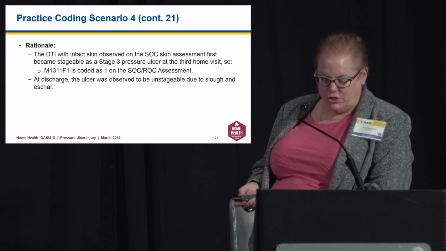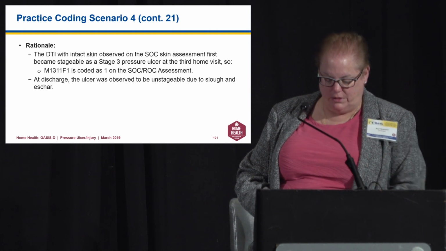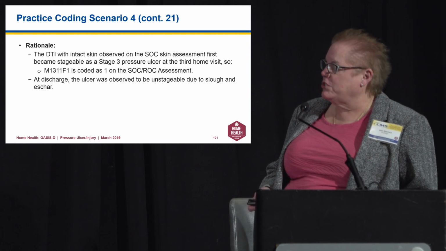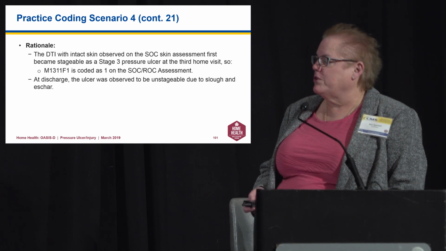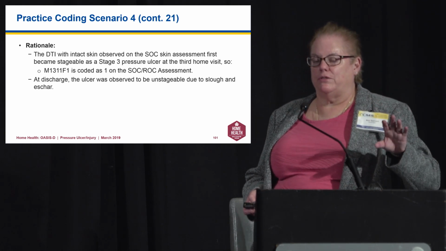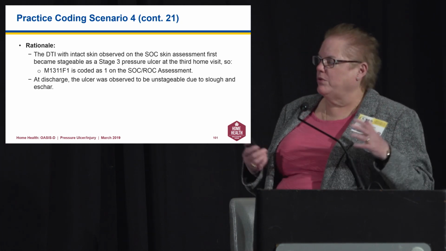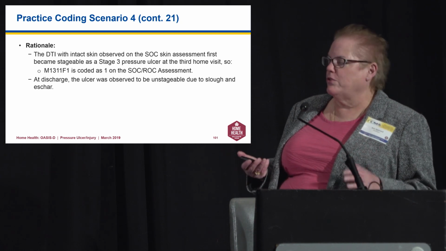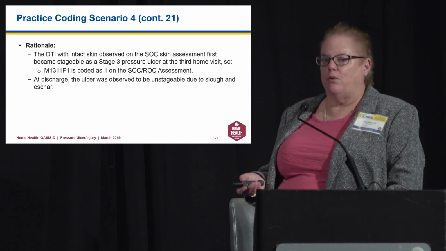So here's the rationale behind this. The deep tissue injury with intact skin observed on the SOC/ROC skin assessment first became stageable as a stage 3. Remember, it was a deep tissue injury at the start of care. Then it told us what it was going to be, so it ended up evolving, and then we could stage it. So its first ability to stage it was a stage 3. And that was a home visit.